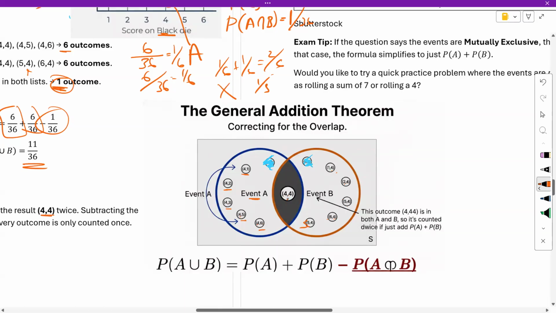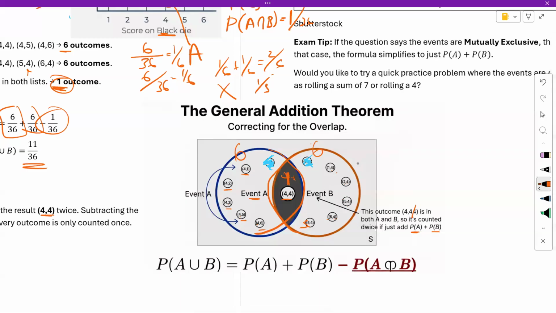So this (4,4) is common. It covers event A and it covers event B. The outcome (4,4) is in both A and B, so it's counted twice if we just add the probability of A and the probability of B. We put (4,4) two times. So here 6 plus 6 is 12, minus 1 equals 11.